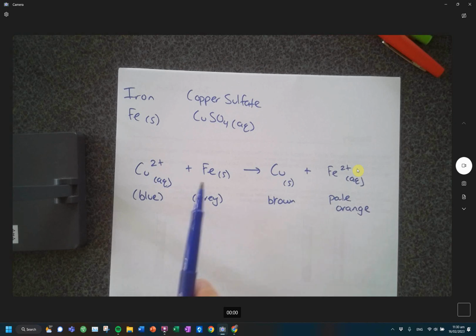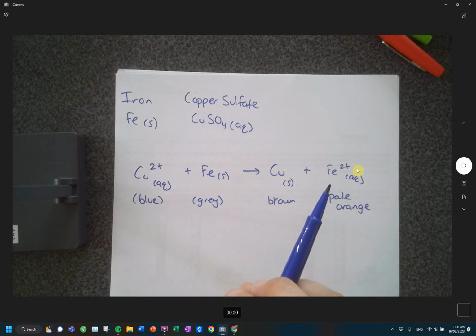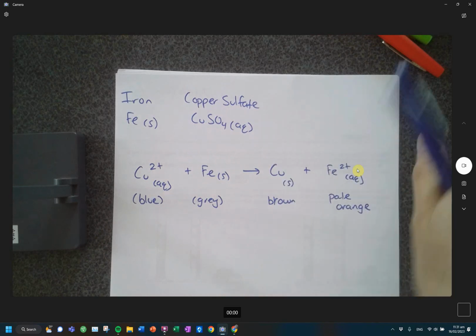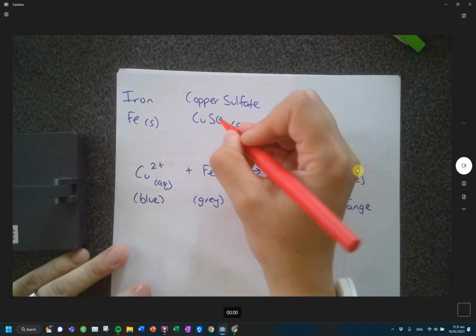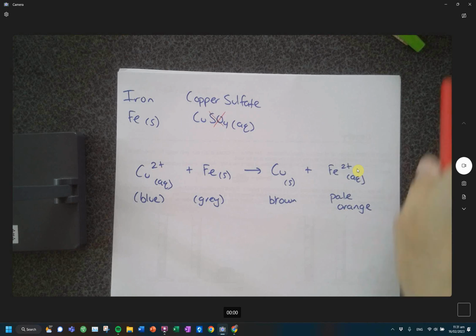How did I know it was the iron reacting and not the sulfate? If it was the copper sulfate, then it would have reacted by itself. It didn't react until something was mixed in with it. So I know the sulfate there is not involved in the reaction. It's a spectator. Yeah? So that's what we need to decode when we're looking at information like this.